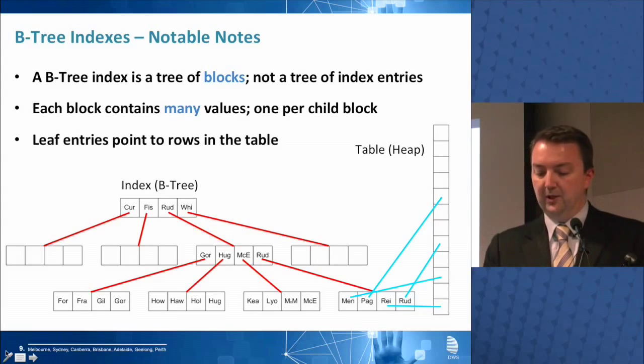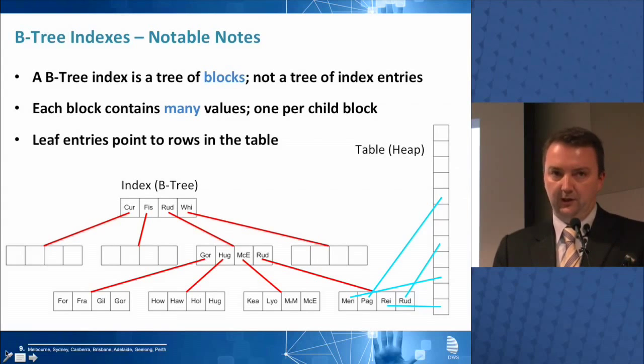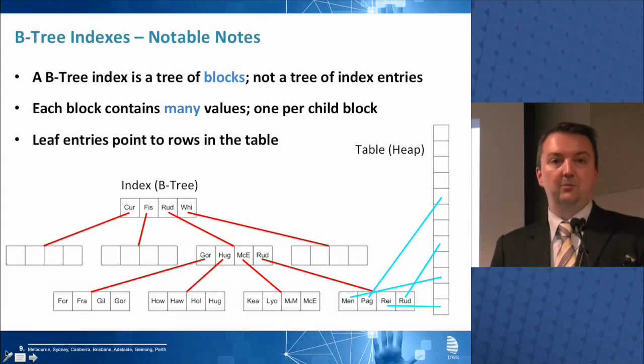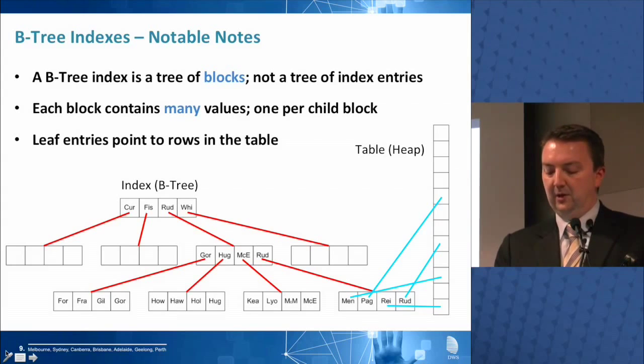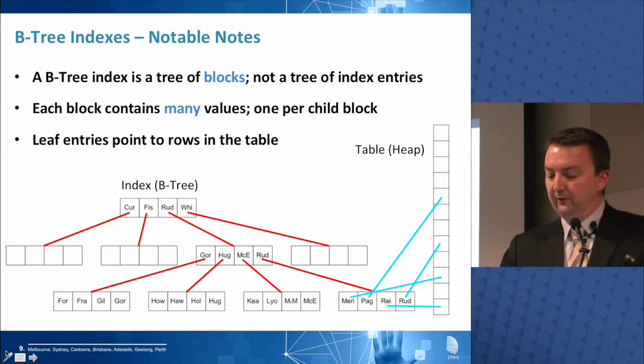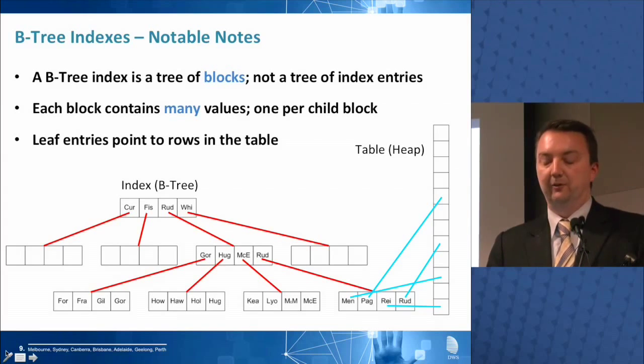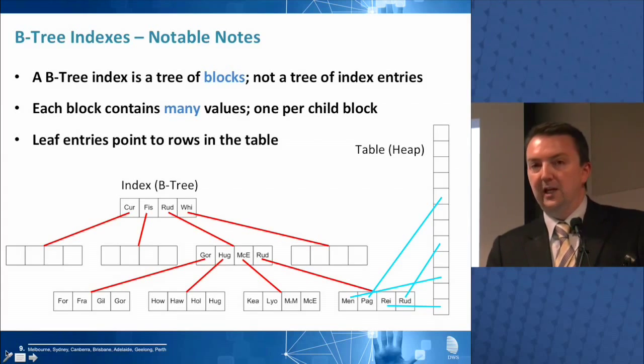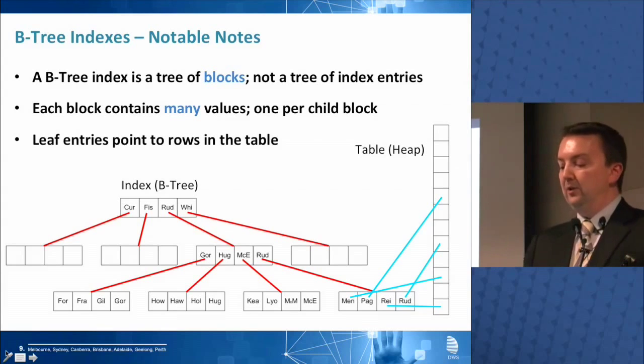We can see that the Rudd address, which is everything from after Fisher up to and including Rudd, goes down to the next block. And this is another branch block. It's not a leaf block yet. In the branch block, we've got Gorton, Hughes, McEwen, and Rudd. And then that goes down to 4 different leaf blocks.